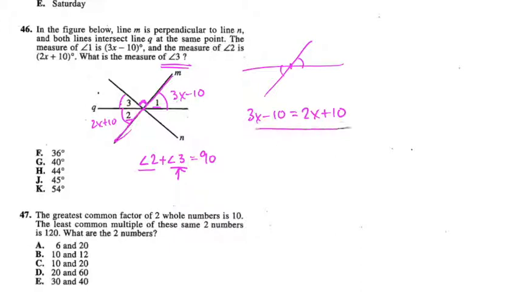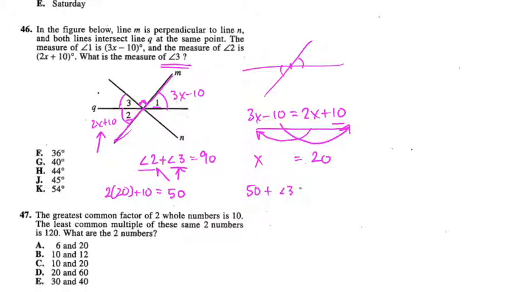Here we'll solve for x. We'll bring the 2x this way. We'll bring the 10 this way. So 3x minus 2x is x. 10 plus 10 is 20. So x equals 20, and we'll plug that back into there, and that's 2 times 20 plus 10, which is 40 plus 10, which equals 50. So angle 2 is 50. That means 50 plus angle 3 is 90. Angle 3 is 40. The answer is G.